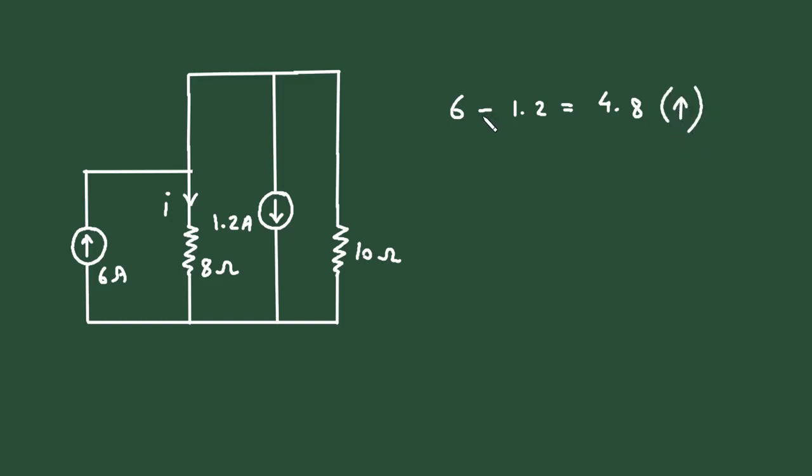And why are we subtracting? Because the direction of 6 ampere and 1.2 ampere is opposite, that is, this is upward and this is downward. So that's why we subtract, higher current minus lower current, and we give the direction of the higher, that is the bigger current. So the resultant will be 4.8 ampere upward. So let's write 4.8 ampere here, and we can erase this 1.2 ampere now.